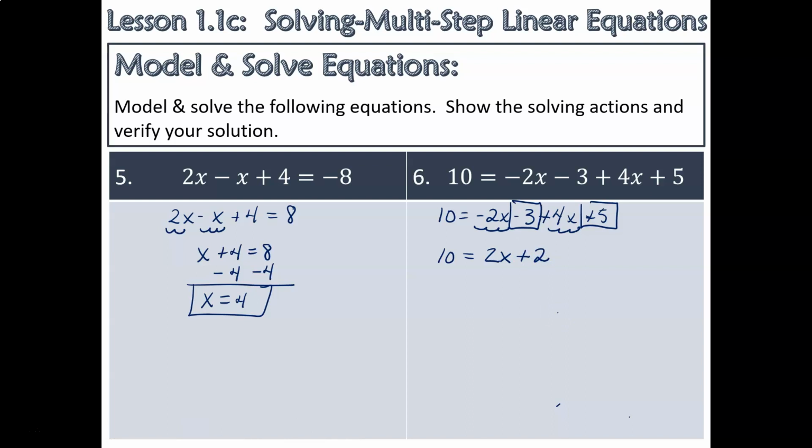Our next step is to undo this addition by subtracting 2 from each side. So I have 8 equals 2x. Now I'm going to undo this multiplication with the inverse, which is division. So I have 8 divided by 2 is 4. They like the answer 4.